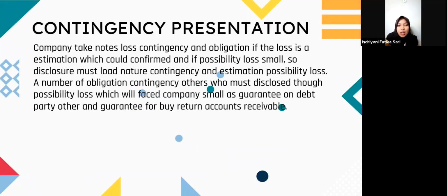Next, contingency presentation. Companies disclose in the notes a contingency and obligation if the loss is an estimate which could be confirmed and if the possibility is small. So the disclosure must include the nature of the contingency and the estimate. Other obligation contingencies where the company must disclose the possible loss include guarantees on the debt of another party and guarantees for receivables sold with recourse.